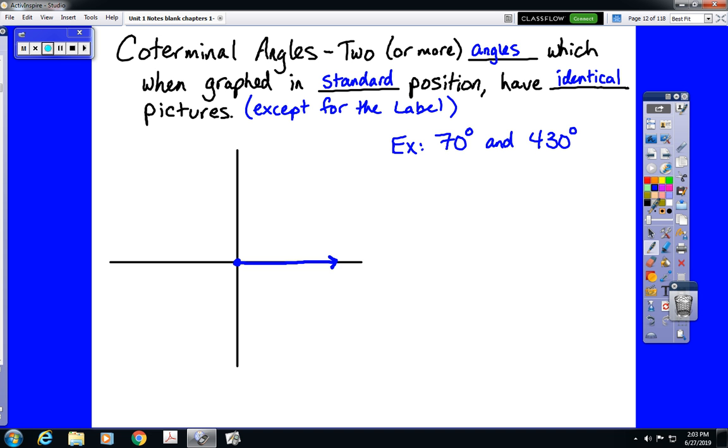Computer's being a little... So we start off with both of those angles.